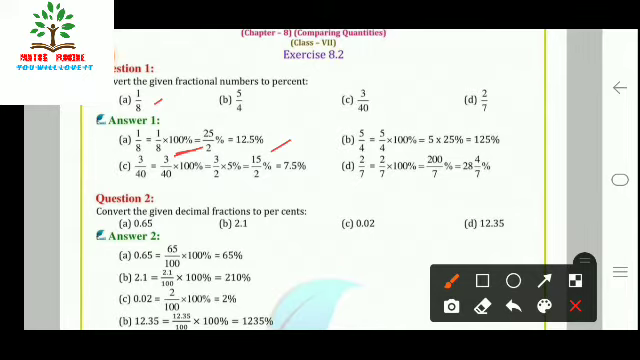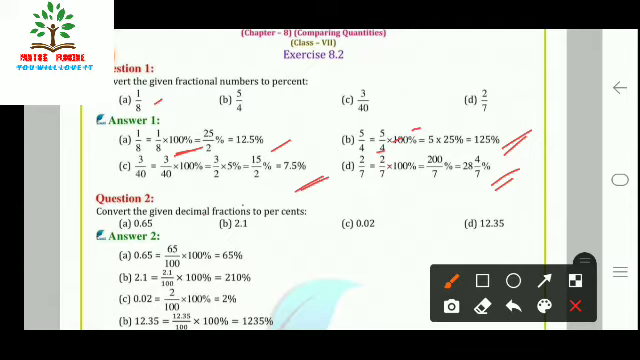In the same way, second part 5/4. So again we'll write 5/4 into 100, then putting the sign of percent here. So this will become 4 into 25 equals to 100. So we have 5 into 25, that is 125%. Then C part is 3/40. So it will be 3/40 into 100%. So that will become 7.5%. Likewise, in the D part, 2/7 into 100%, that is 200/7, that is 28 whole 4/7%.